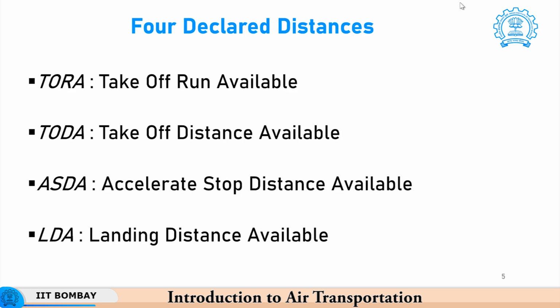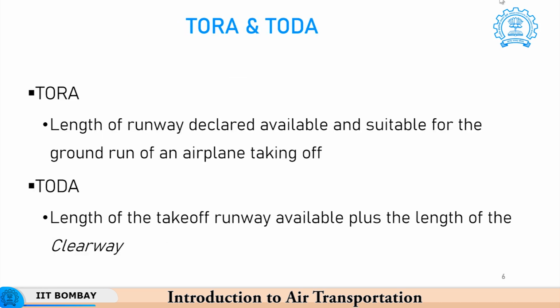So, now we will look at these 4 distances, how they are defined and what they represent. First we will look at TORA and TODA. TORA stands for takeoff run available, the length of the runway declared available and suitable for the ground run of an aircraft during takeoff. So, during takeoff, the aircraft is in a ground run from 0 speed to the liftoff speed, and the length of runway available and suitable for the ground run of the aircraft during takeoff is the takeoff run available.